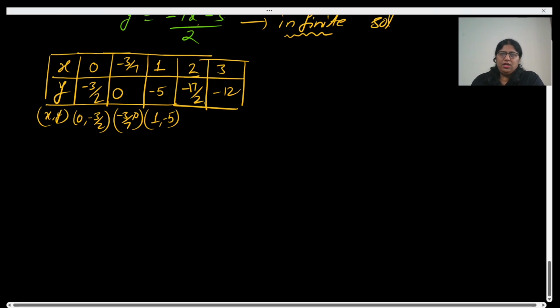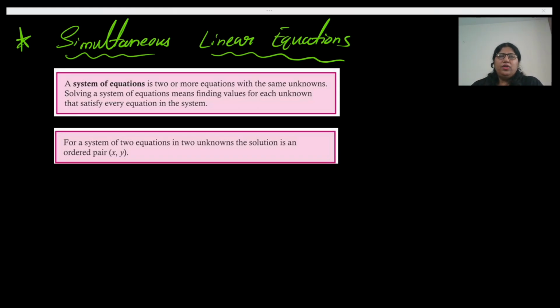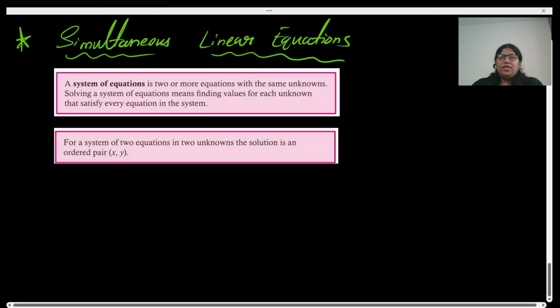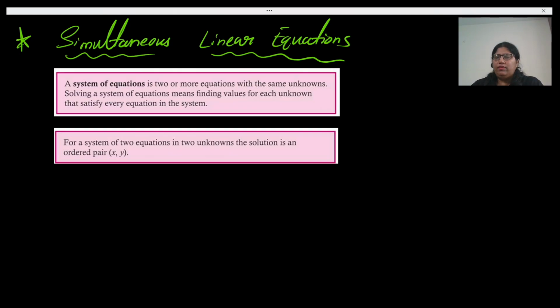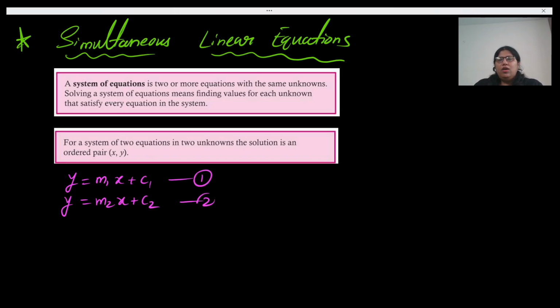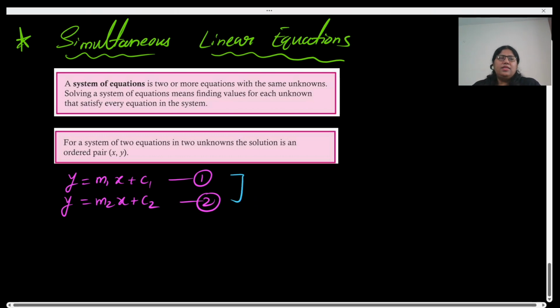Now after this, when you talk about a system of linear equations, or simultaneous linear equations, that means there are going to be two equations. So if I have y equals m1x plus c1, and then y equals m2x plus c2, these are the two equations. Here the highest power is 1. Because you are taking two equations together, we call it simultaneous linear equations. Now what could be the possible solutions here?